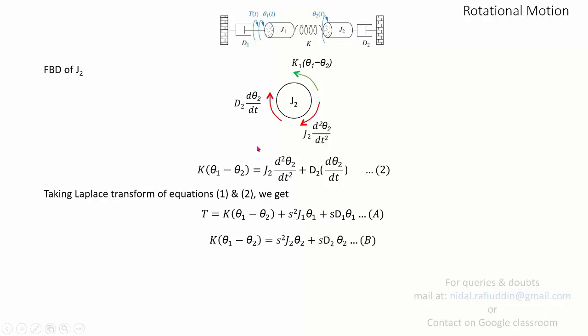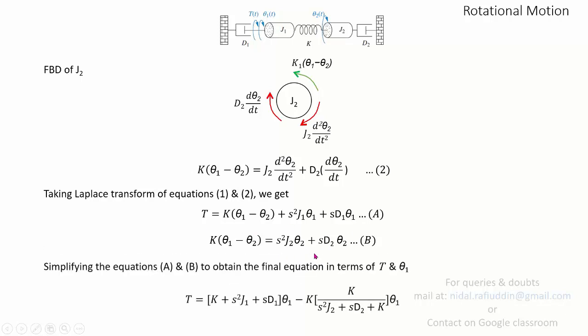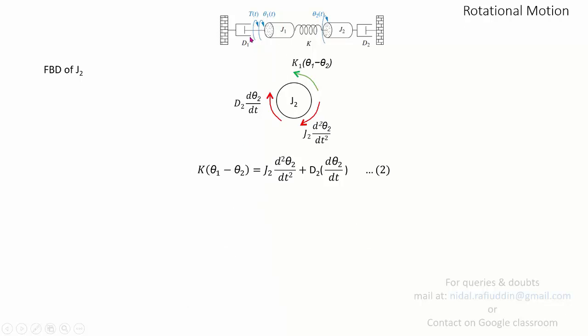Likewise, if you take the Laplace transform of equation 2, you get K (theta 1 minus theta 2) equals S square J2 theta 2 plus S D2 theta 2. This Laplace transform equation can be solved easily. On simplifying equations A and B, you obtain the torque in terms of theta 1 by putting in the values of theta 2. Since now you want to find the transfer function by obtaining the relation between T and theta 1, you see this in the question that was given.